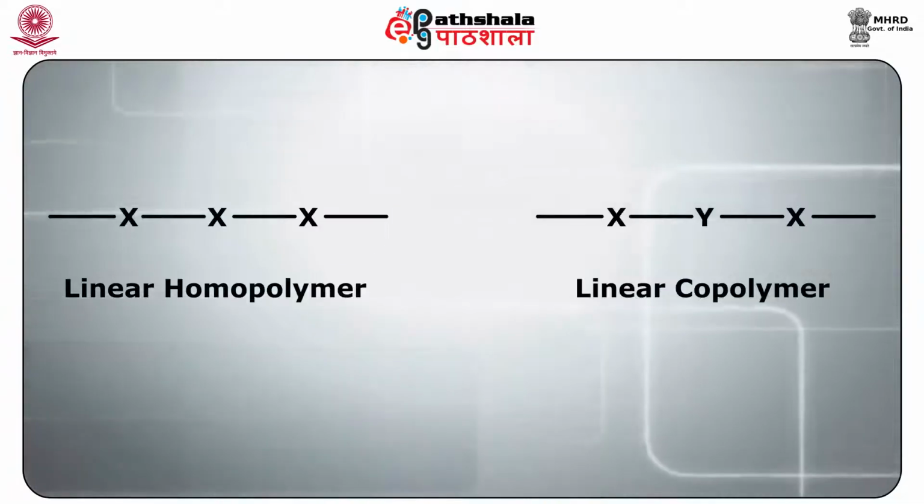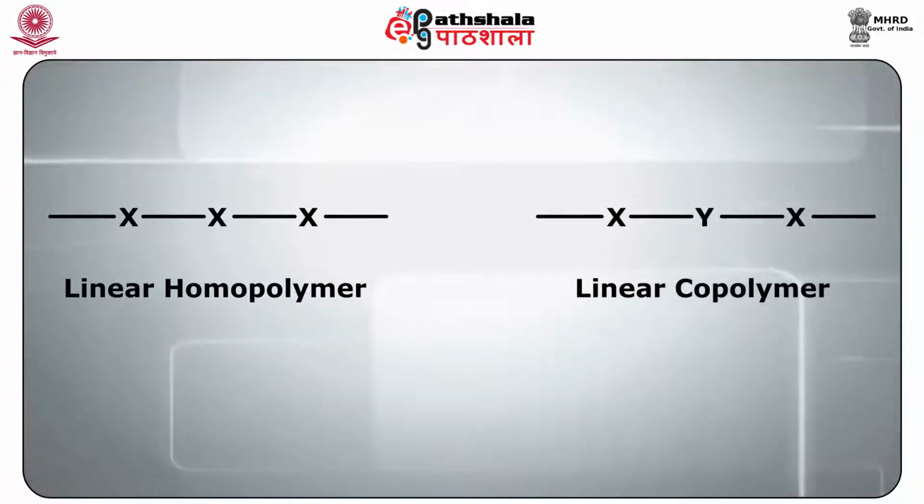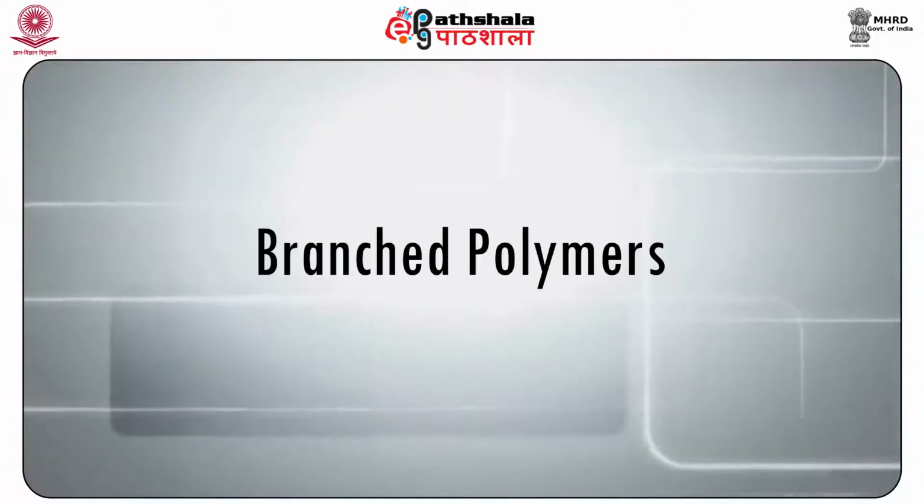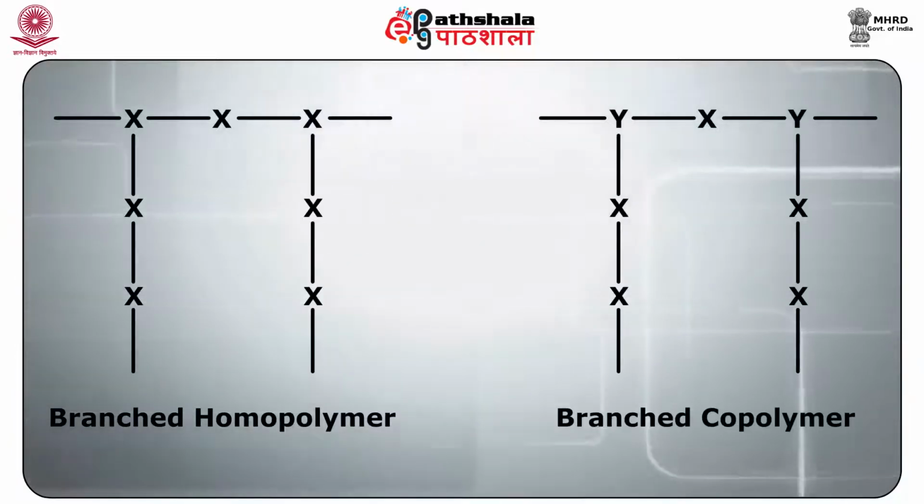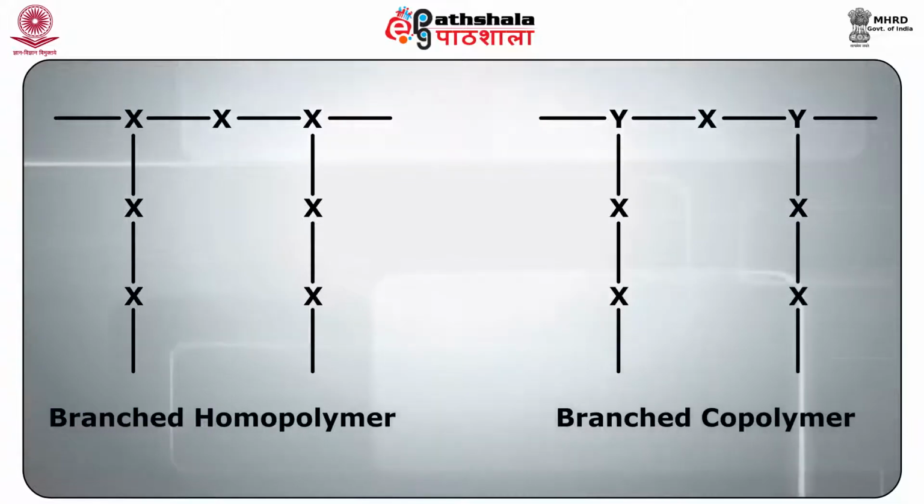On the basis of structure, polymers are of three types. Linear polymers. If the monomeric units are connected or joined in a linear fashion, then the polymer is said to be a linear polymer. For example, a linear homopolymer and a linear copolymer are shown. Branched polymers. When the monomeric units are joined in a branched manner, then the resultant polymer is known as a branched polymer. Branched homopolymer and branched copolymer have been shown.